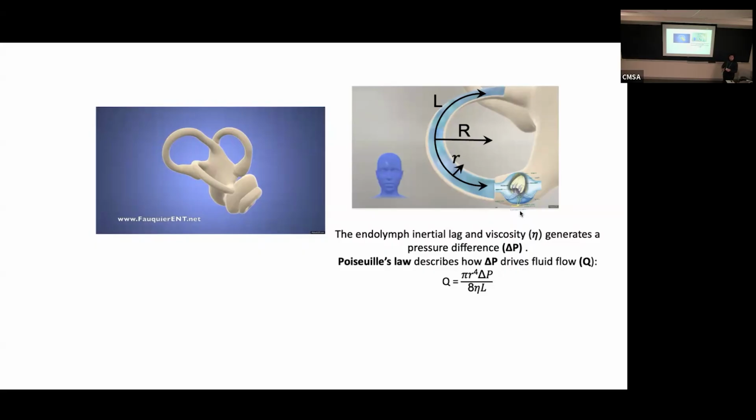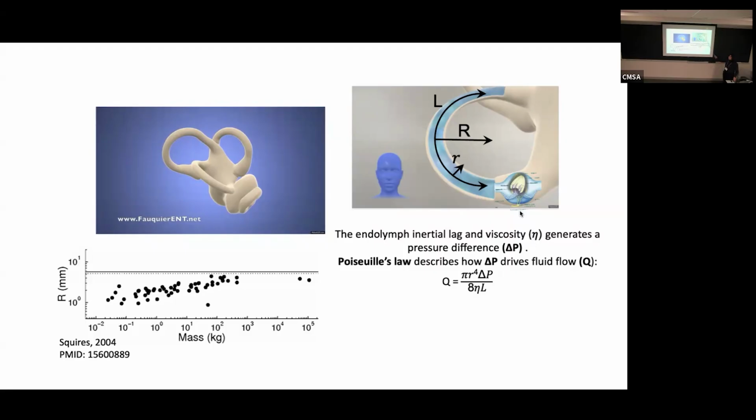So if the canal is too long and narrow, then the drag of the fluid is high, causing it to be less sensitive, damping the motion. If the canal is too wide, then the fluid runs more freely, causing it to become overly sensitive. So there is a balance between the length and the width of this tube and the viscosity of the endolymph that's flowing in these canals. And it's for this reason this organ doesn't scale allometrically as most other organs do.